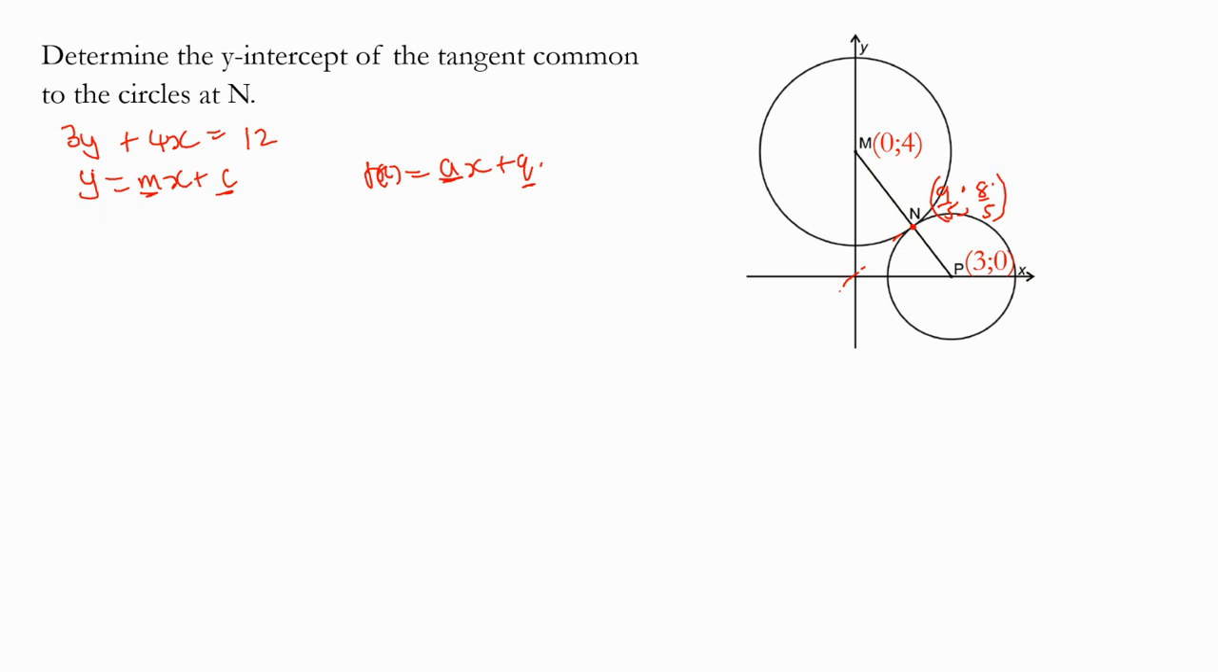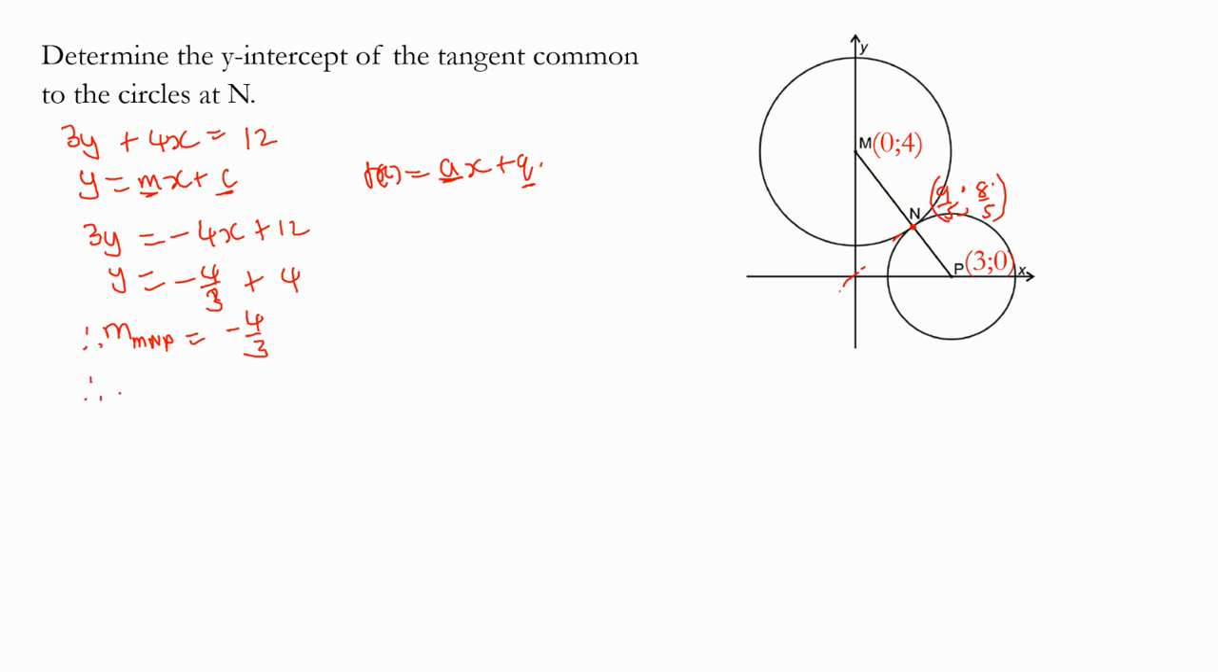So now let's write that. We're saying here 3y is equal to negative 4x plus 12. Then we divide everything by 3. y is equal to negative 4 over 3 x, and 12 divided by 3 is 4. So plus 4. You see that? Okay. So now the gradient of MP is equal to negative 4 over 3.